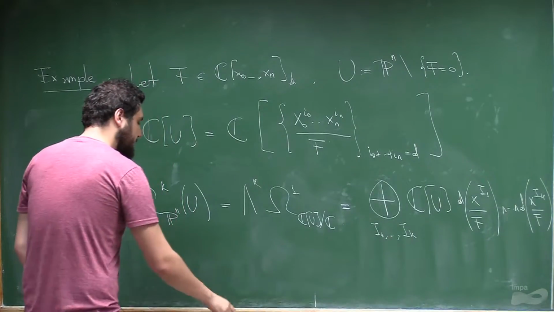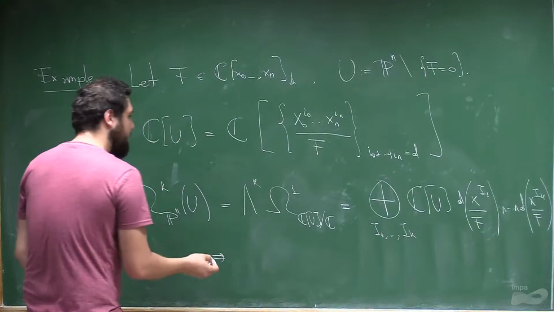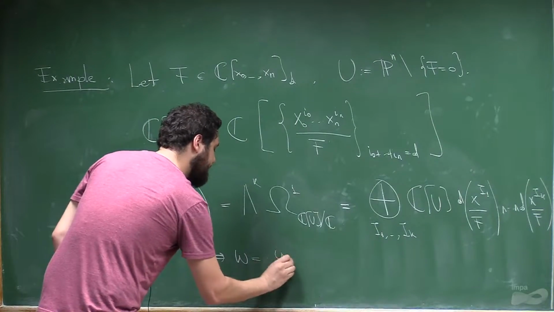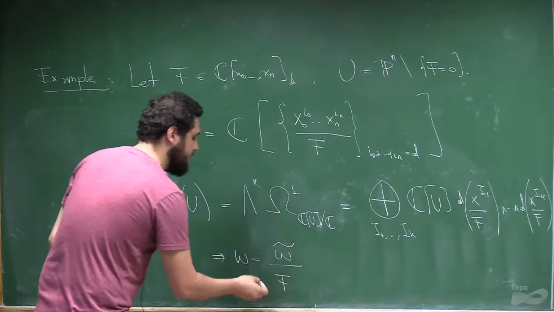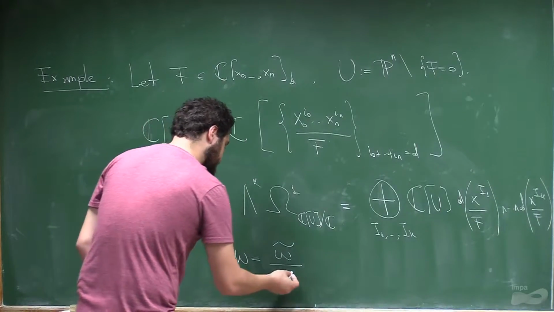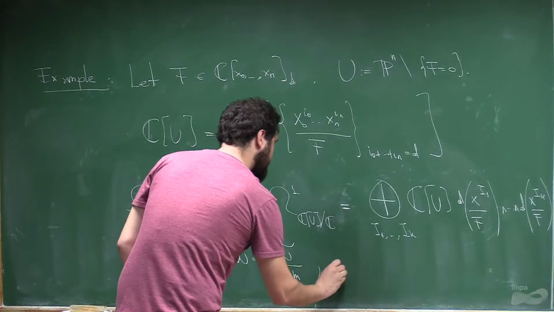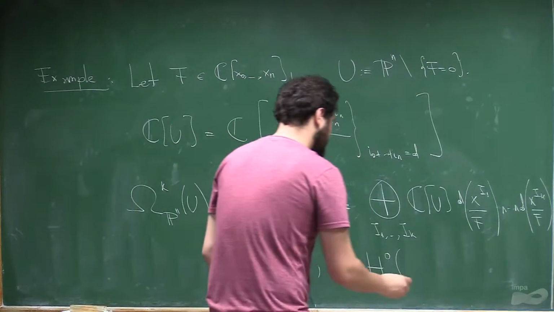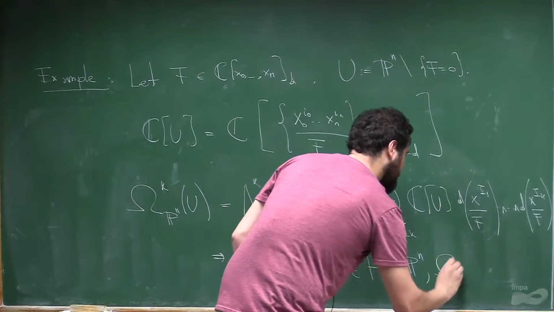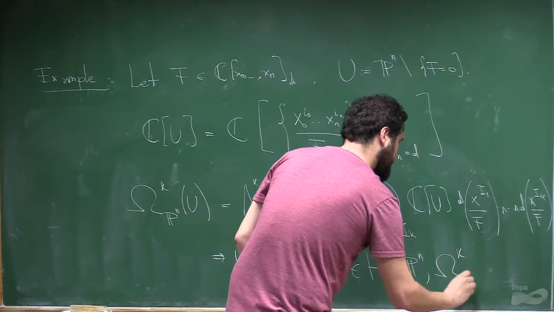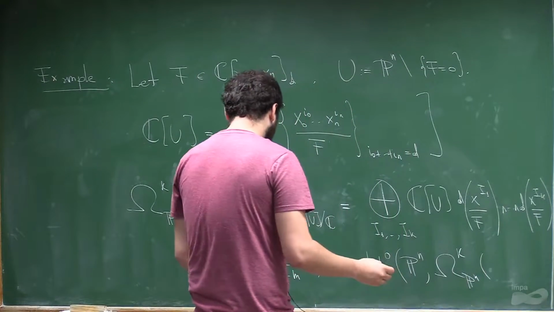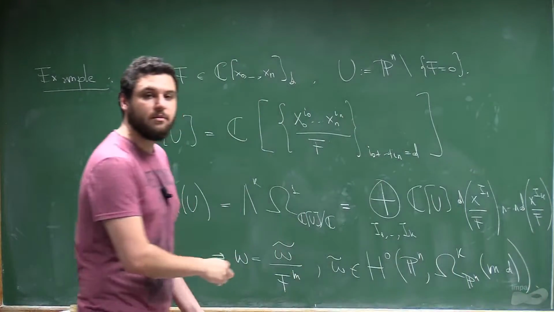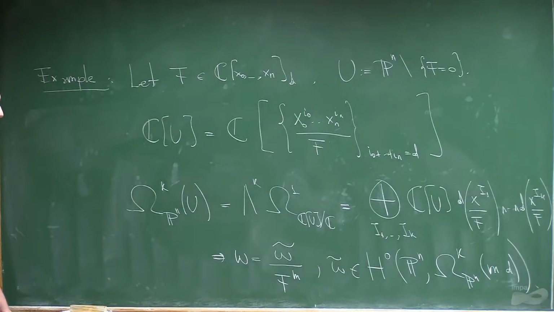And so in particular, every k-form over U must be of the following form: it is omega tilde over f to the m, for some omega tilde that is a global section on P^n of the twisted sheaf of k-forms on P^n of degree md, right? For some m, right?